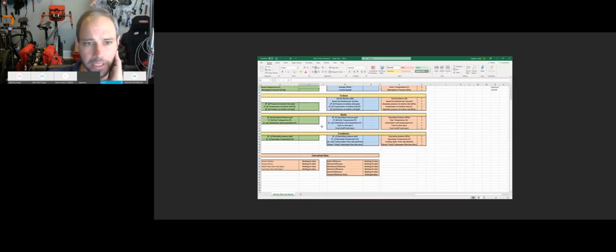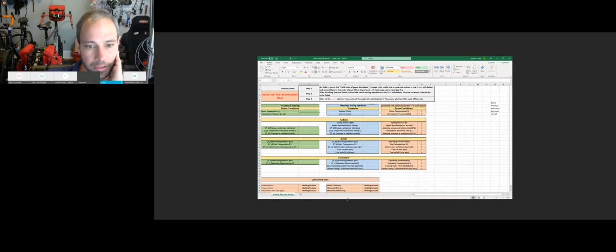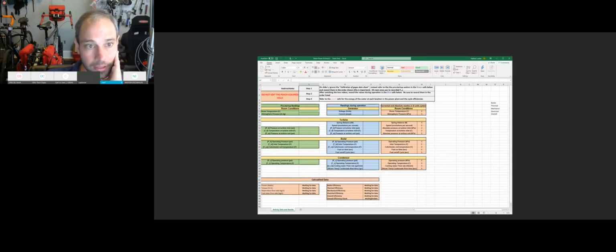So what I've got here, if you look on the spreadsheet, you're only going to be entering data in the green cells and the blue cells. The green cells are pre-startup readings. The blue cells are what you record during the activity. All the peach cells are going to output the data you need.